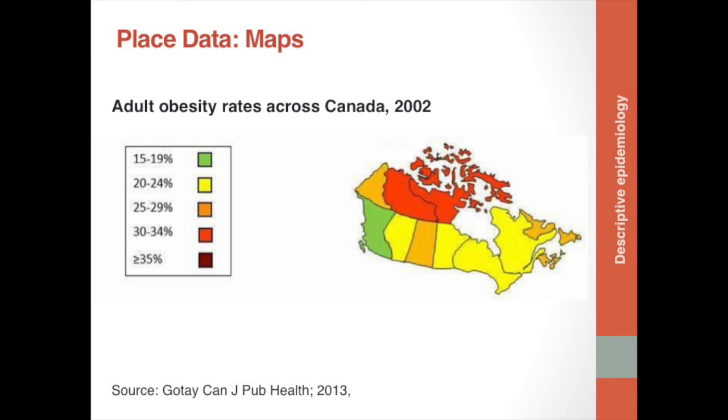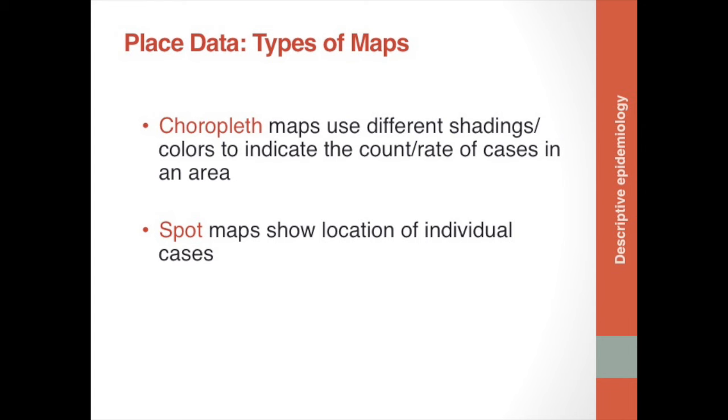For example, different numbers or rates of a condition such as obesity can be depicted in a visual map using different shadings, colors, or line patterns. There are two main types of maps: choropleth maps and spot maps. Choropleth maps use different shadings or colors to indicate the number of cases in an area. A more intense color or a darker shade usually corresponds to a higher number of cases in an area. A spot map, on the other hand, shows the location where individual cases occur.